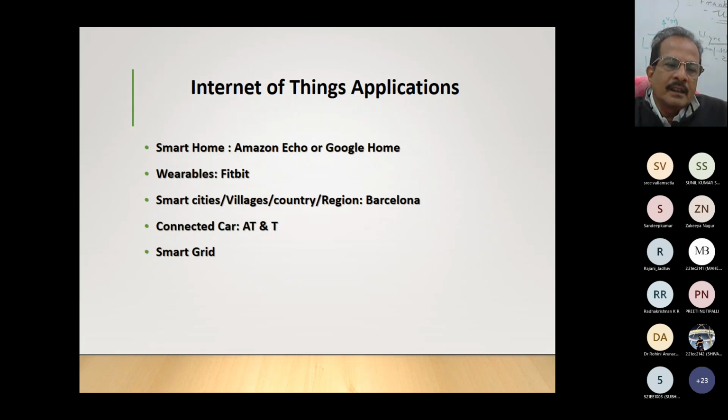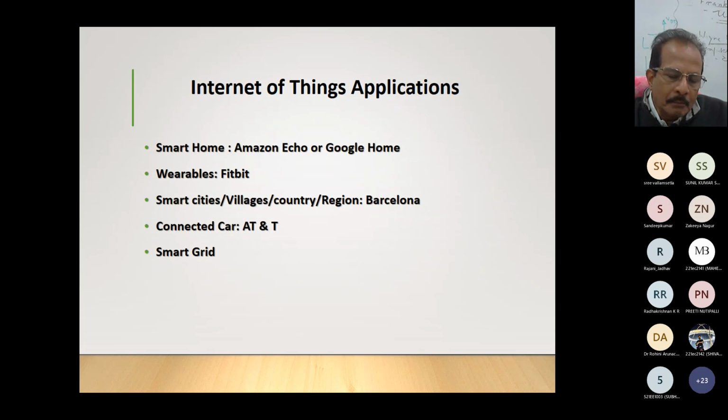And then we are saying connected car. I have given an example of AT&T Labs. And this connected car today, of course, there are many companies which are trying to handle this, whether it is Volkswagen or Scania or many others. But it was actually started with AT&T Bell Labs.